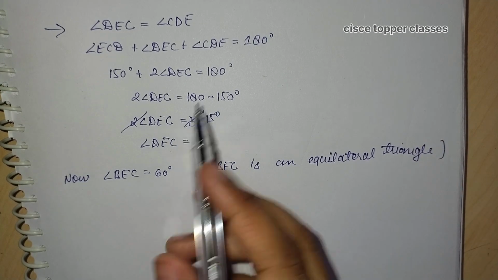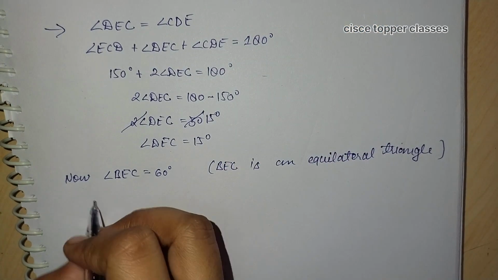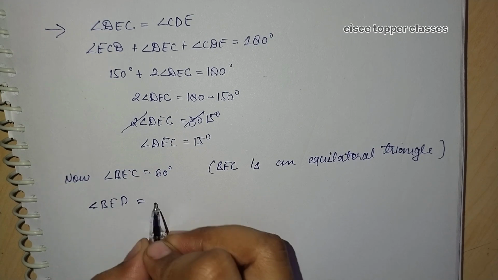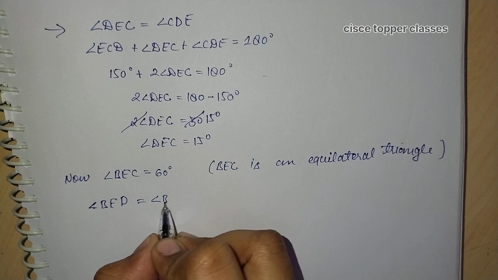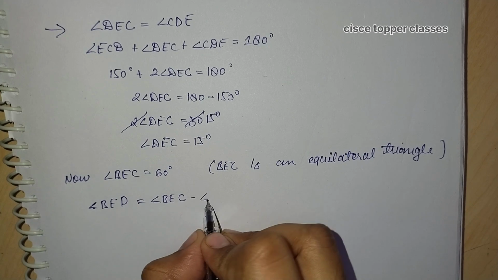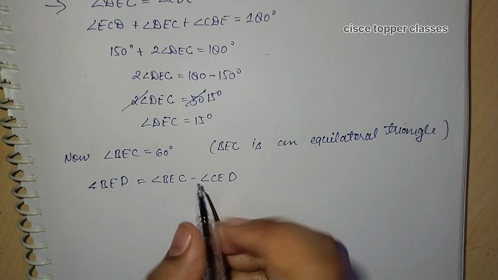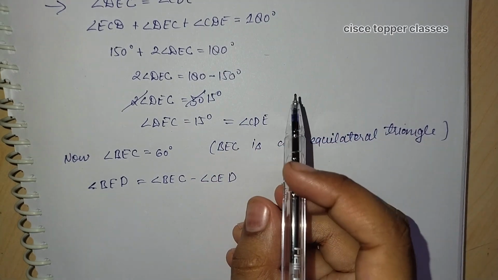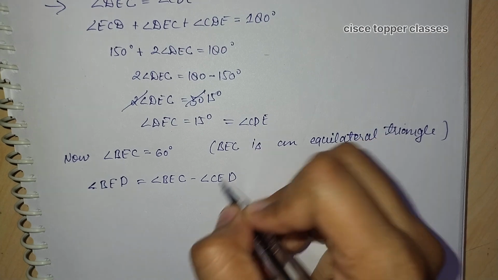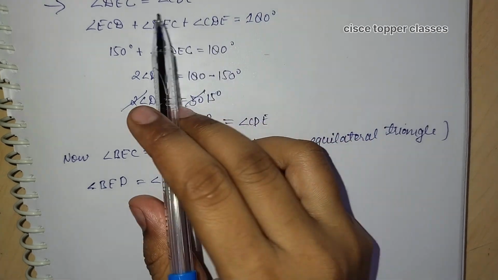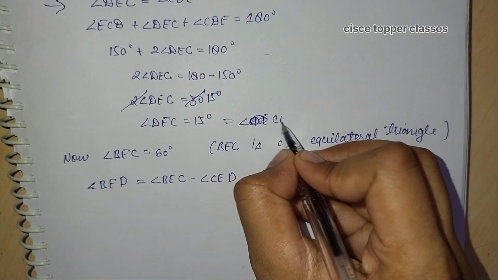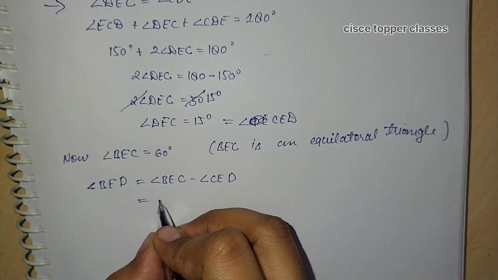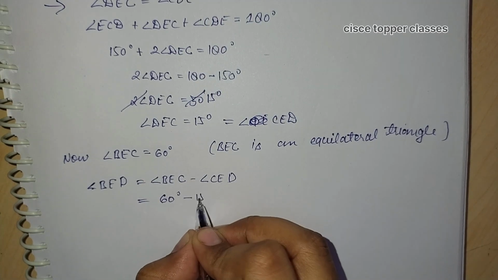So from here we can simply write 60 minus 15. So angle BED is equal to angle BEC minus angle CED. And CED, as we have found, is equal to angle CDE. Sorry, this is CED we have written. So we can write angle CED, and this CED we can also write as DEC, which is 15 degrees, and angle BEC is 60 degrees, meaning 60 degrees minus 15 degrees.